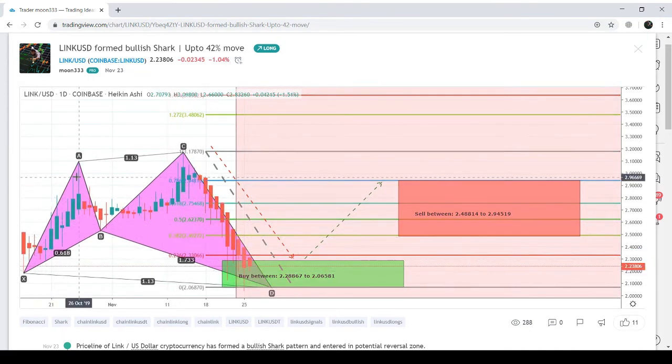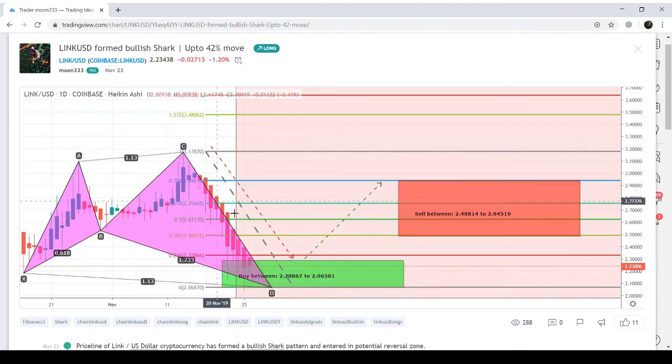This is the initial leg. The A to B leg should be retraced between 0.382 up to 0.618 Fibonacci, and here we have retracement up to 0.618 Fibonacci. The B to C leg should be retraced between 1.13 up to 1.618 Fibonacci, and here we can see we have the retracement up to 1.13 Fibonacci, which is the minimum requirement of the C leg of the Shark.